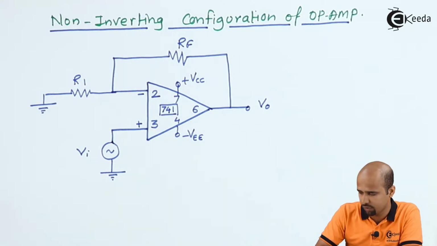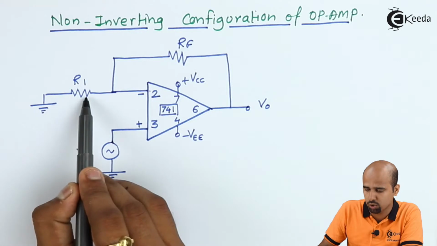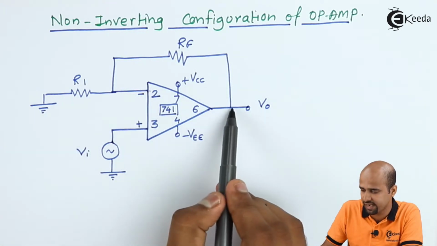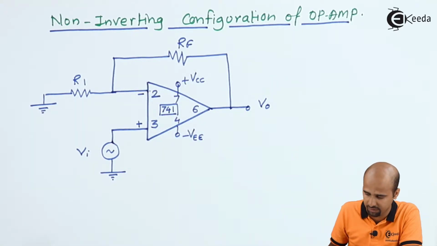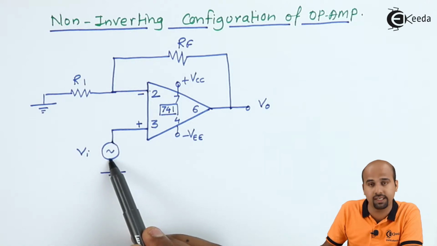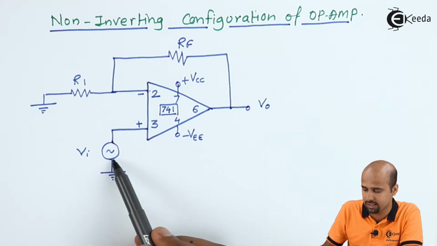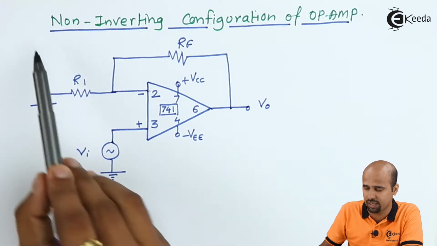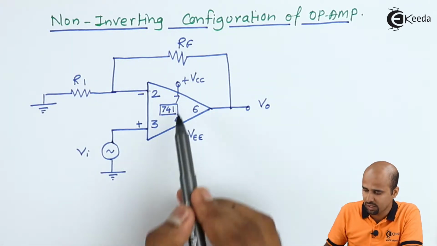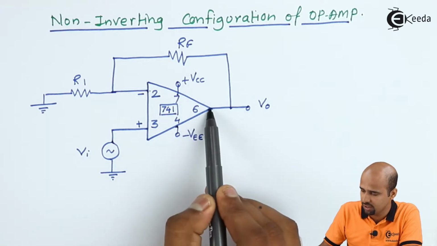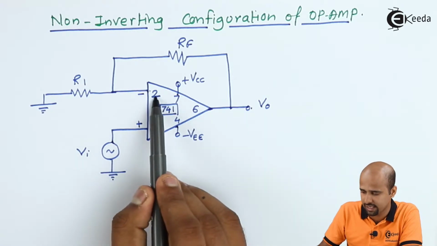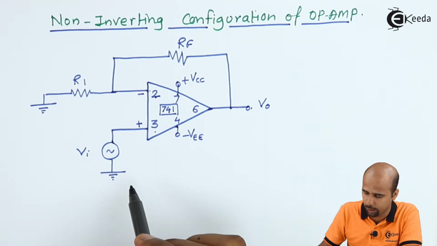This is the circuit on which we have to deal with the analysis of non-inverting configuration of operational amplifier. Second pin is connected to ground through resistance R1, as well as it is connected to output voltage VO through resistance, that is feedback resistance RF. Third terminal, that is non-inverting terminal, is connected to input, and that is why we are naming this non-inverting configuration. In 741, we are applying 7 and 4 as DC input signal. Sixth, we are getting the output. Second is inverting and third is non-inverting terminal.